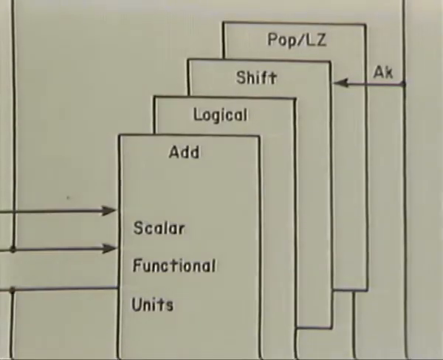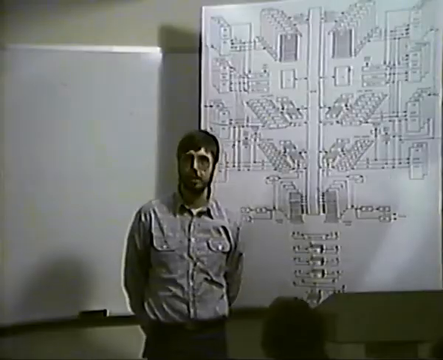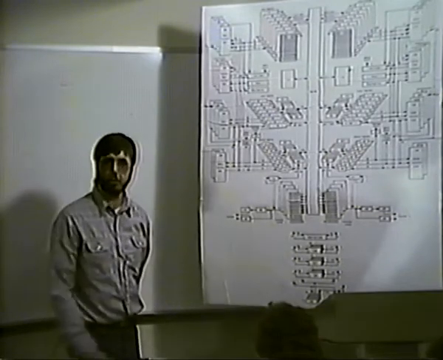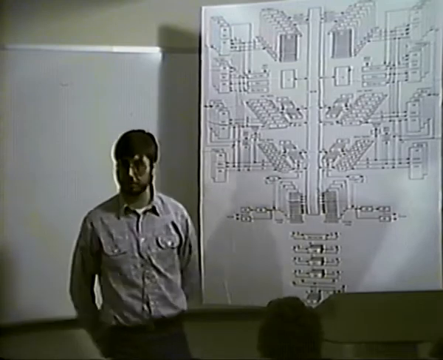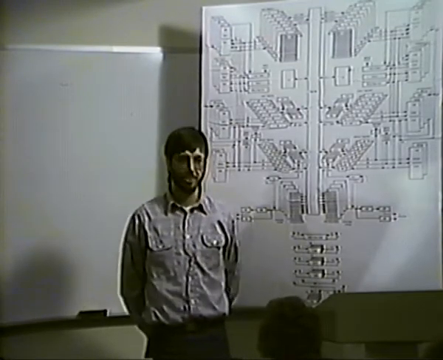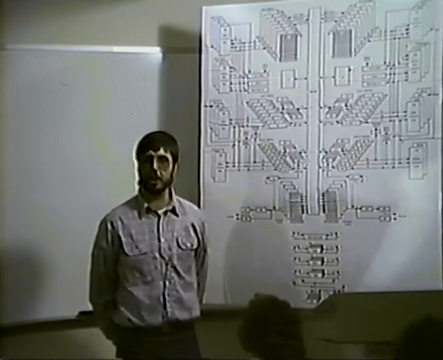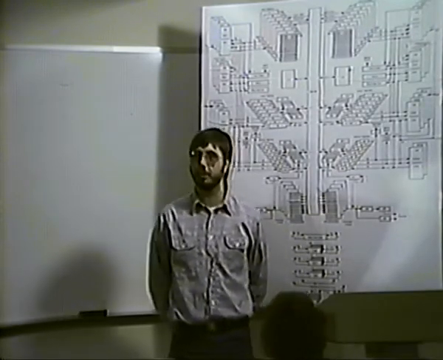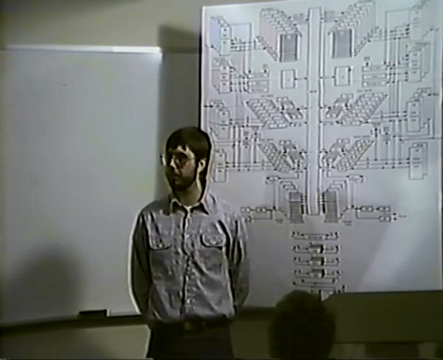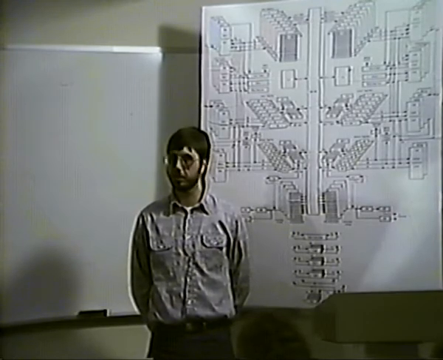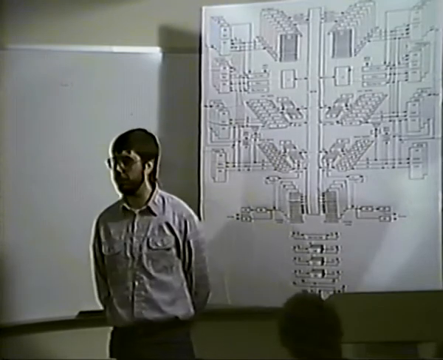You also have a population count and a leading zero functional unit. The population count, in other words, goes into an S register and counts the number of 1 bits set in that register. Right, John? Good. The leading zero functional unit looks at an S register and tells you how many leading zeros are in that S register. How many zeros until you get to the first 1, in other words. I'm not exactly sure what they use that for, but that's what the functional unit does.